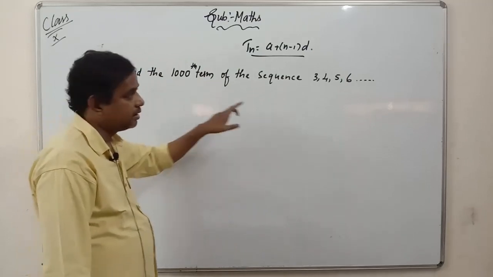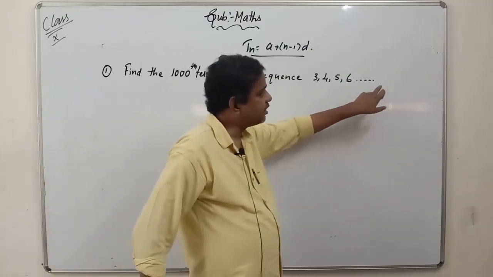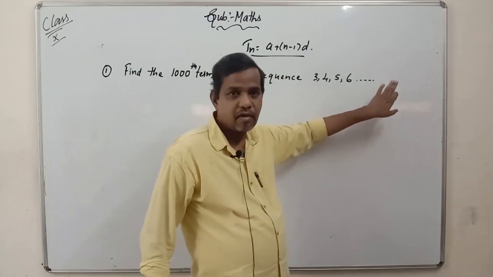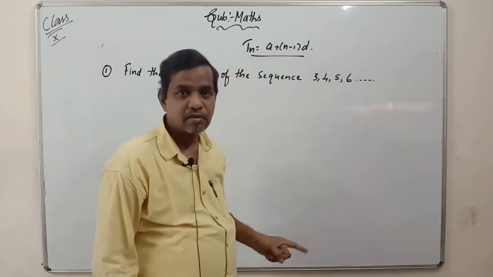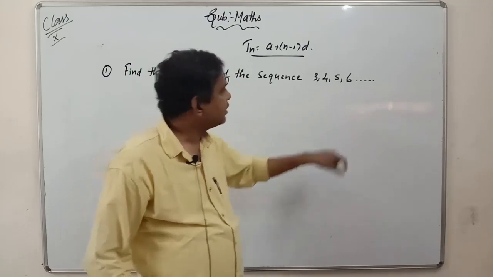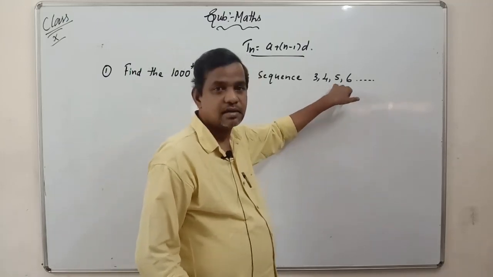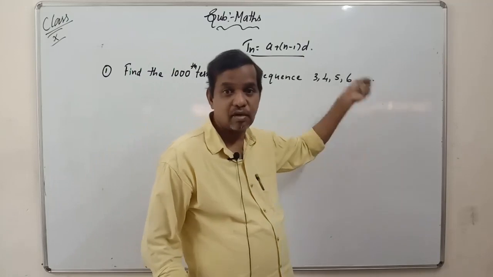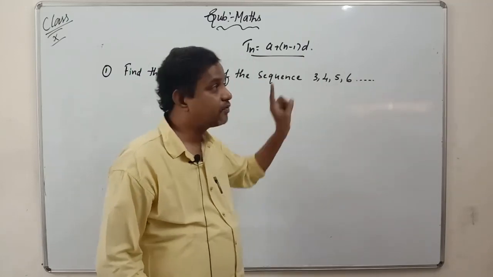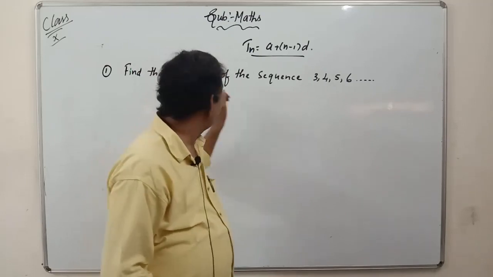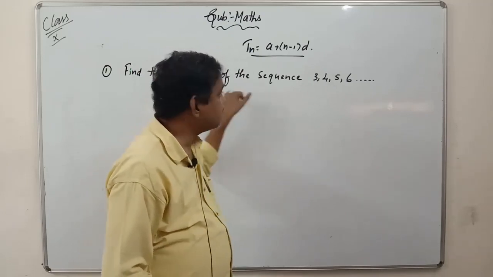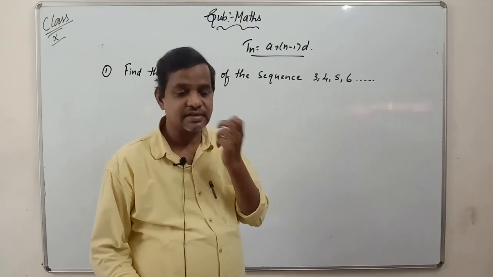Getting the point? 3, 4, 5, 6, 7, 8, 9, you will go on writing. If you go on writing continuously, this is the first term, second term, third term, fourth term. When you come to the 1000th term, what will be that number he is asking? Which is the 1000th term of the sequence 3, 4, 5, 6?